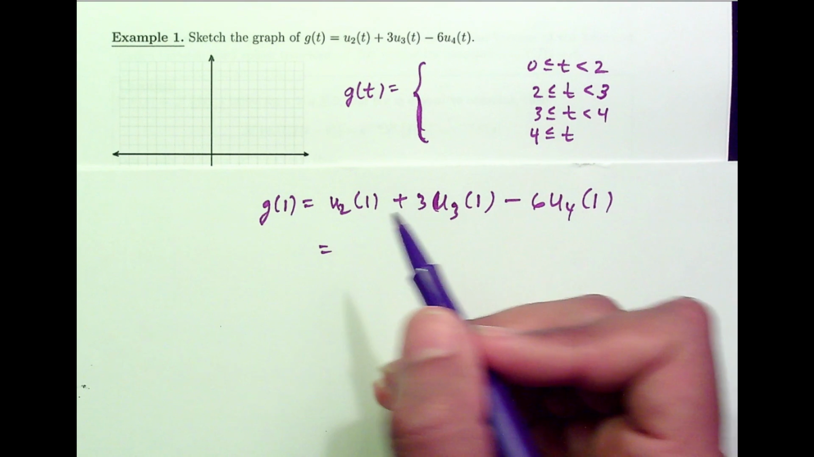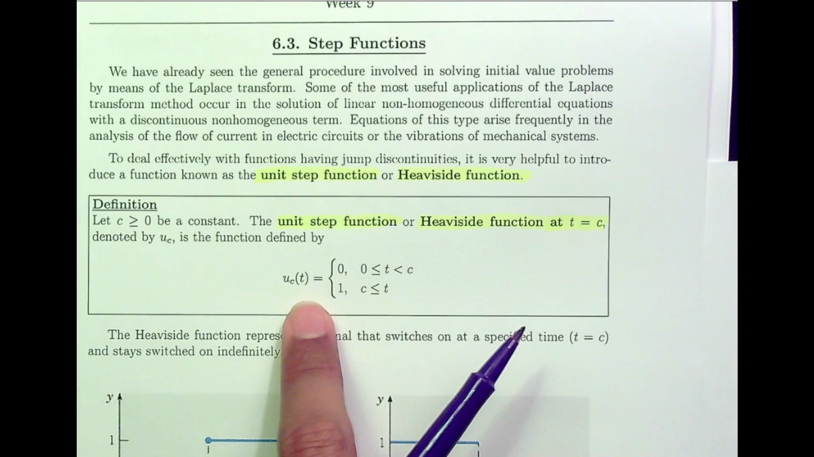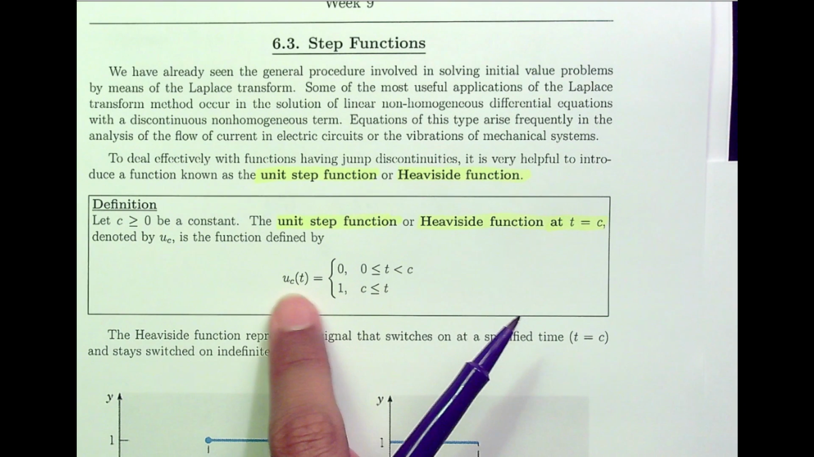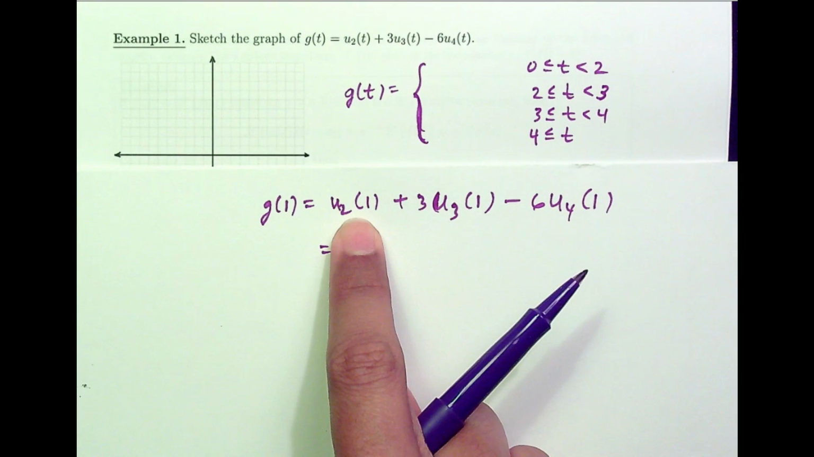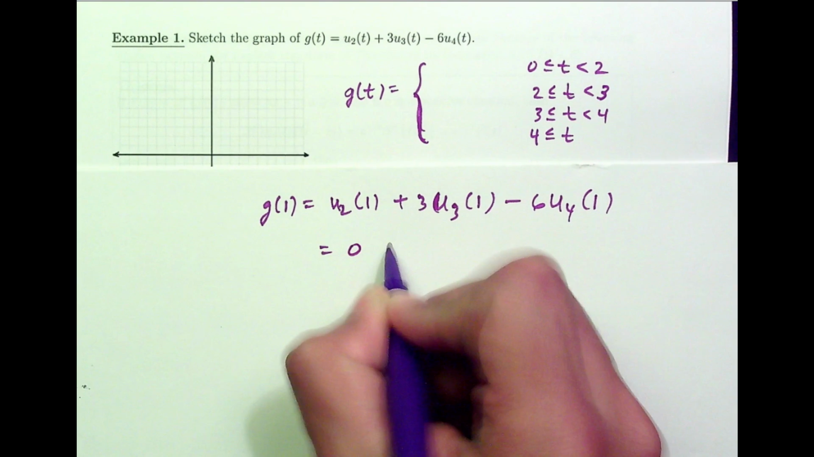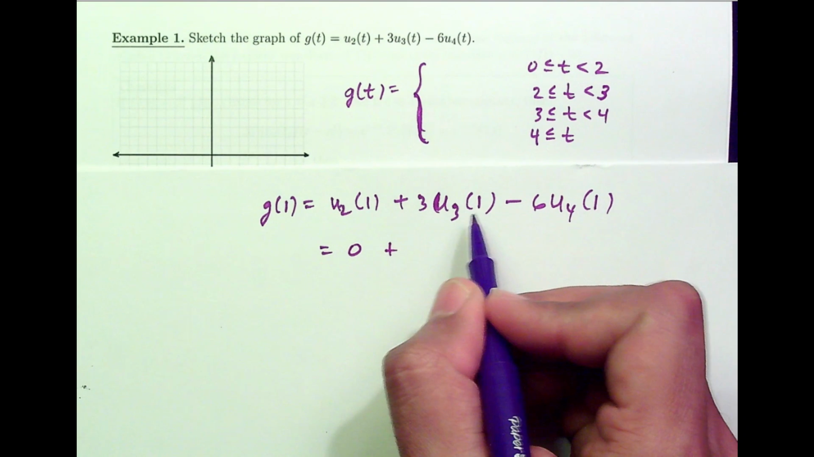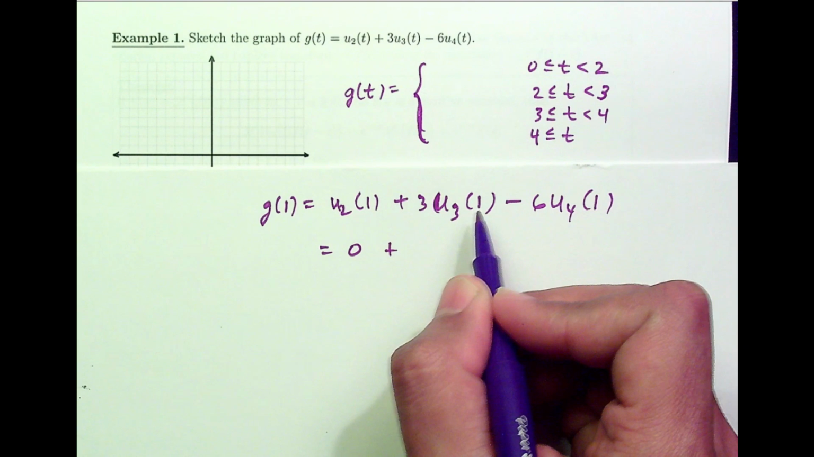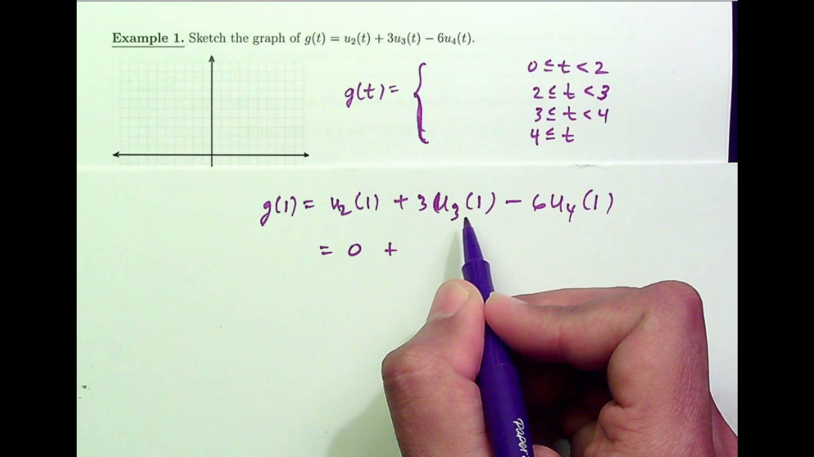The value is 0 before that C. In this case, the C is 2. So if I plug in 1 in this one, I'm supposed to get 0 because it's turned off before 2. So at 1, it's off. So the value is 0. When you plug in 1, again, that happens before this function is turned on. So it happens before 3. So that is also 0.